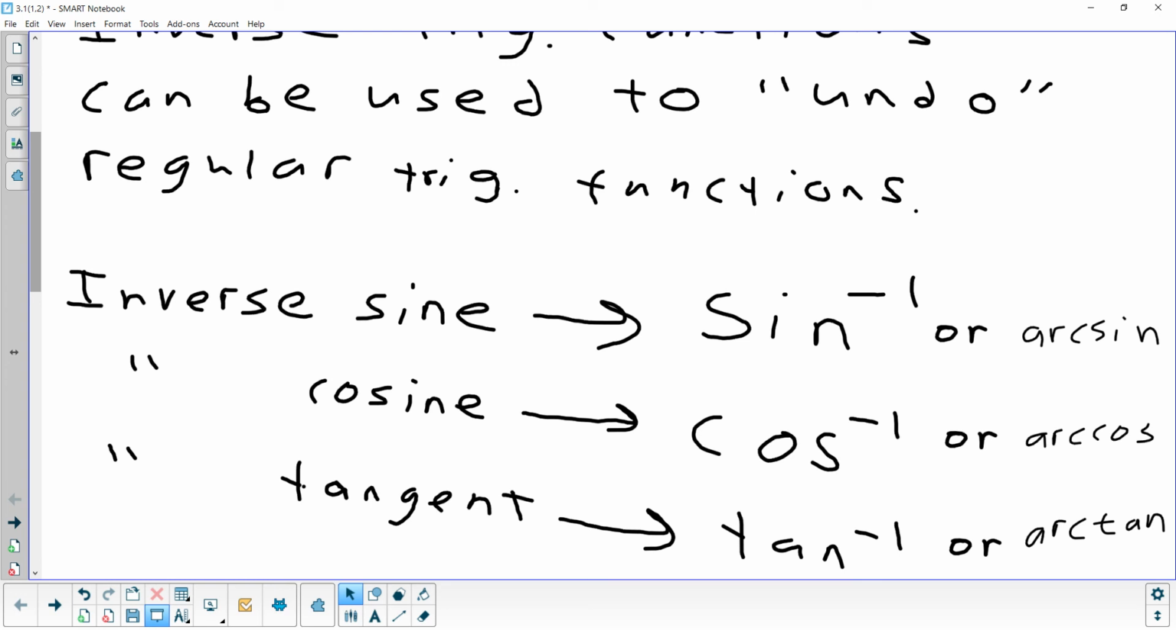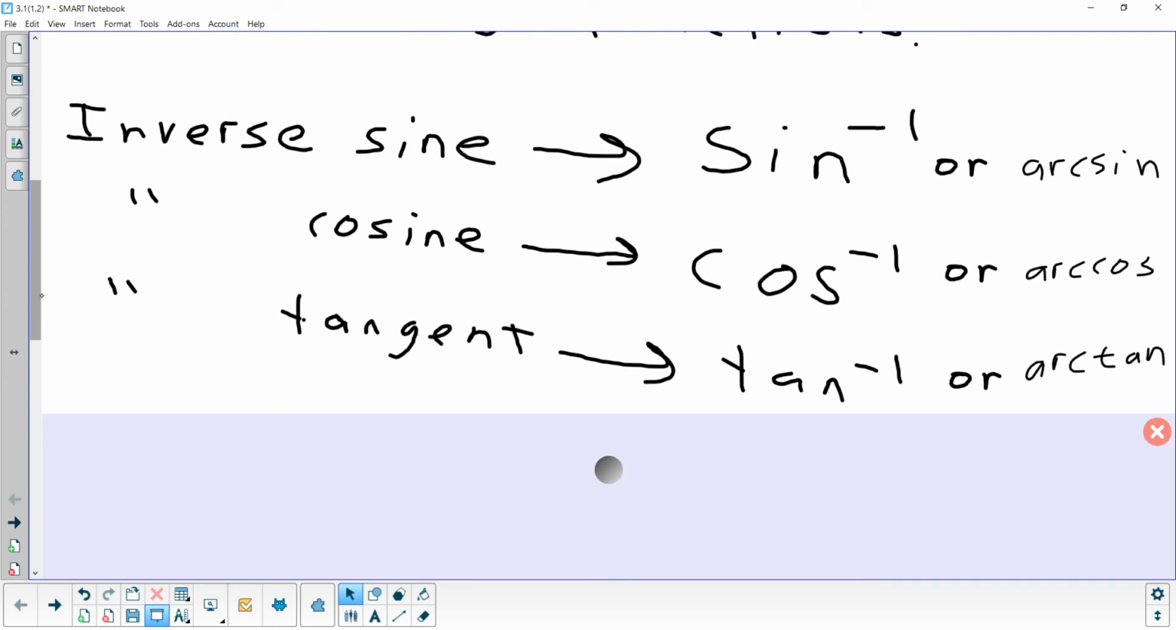There is an inverse secant, an inverse cosecant, and an inverse cotangent. We might talk about those a little bit, but they're not really going to be something we focus on. These are going to be the three that we spend a lot of time on. Any question on the abbreviation?